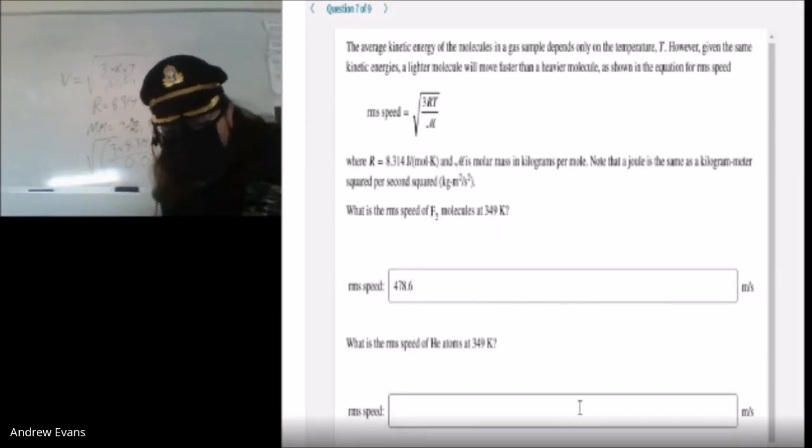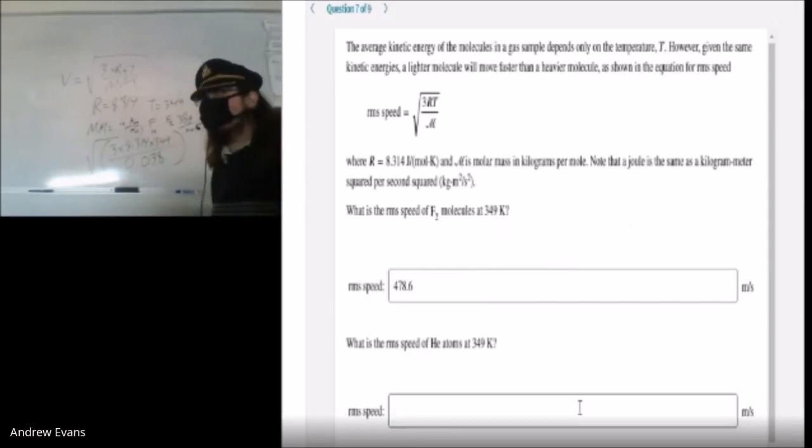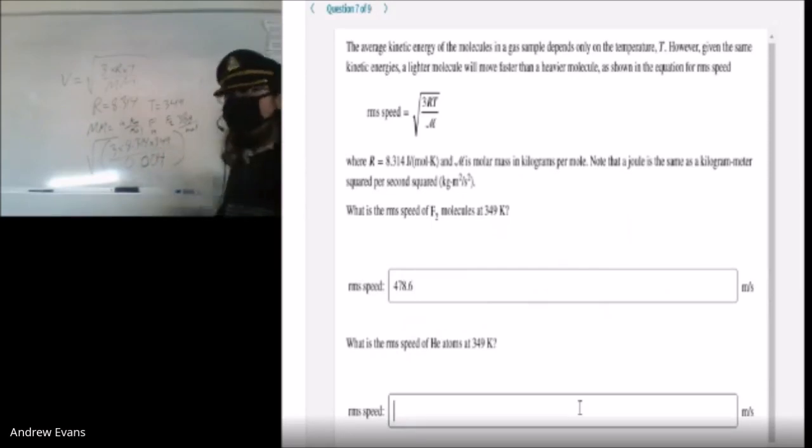So the second one, what is the root mean square speed of helium? So helium, exactly the same. The only thing that changes is the molar mass. So instead of 0.038, we're going to have 0.004. That's the only thing that changes is the molar mass.